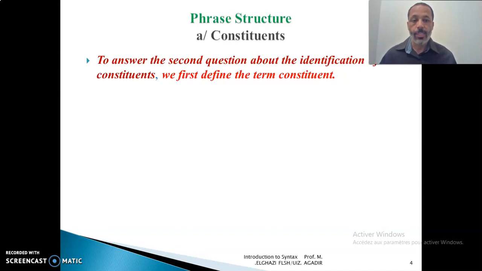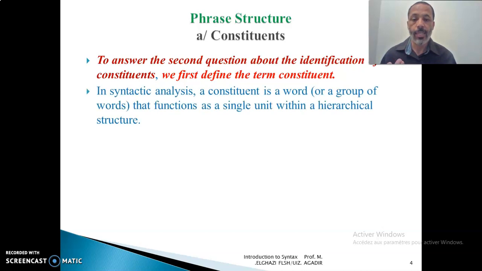The second question, which is about the identification of constituents: we first define the term constituent. What's a syntactic constituent? In syntactic analysis, a constituent is a word, or it can be a group of words that functions as a single unit within a hierarchical structure. When we say functions as a single unit, we have seen before in our previous lectures what a syntactic function is. So it can function as a subject, okay?